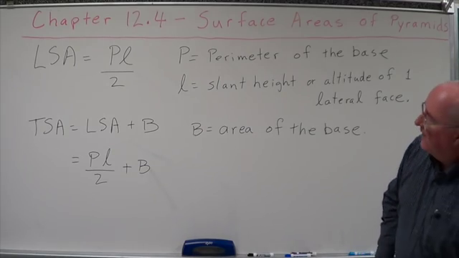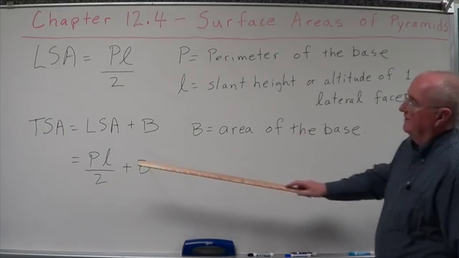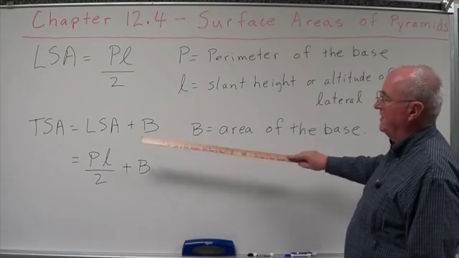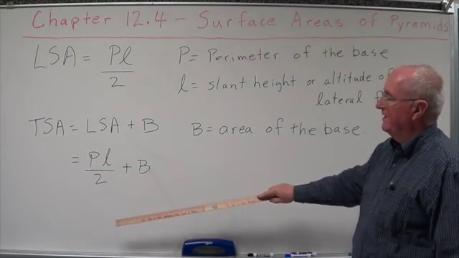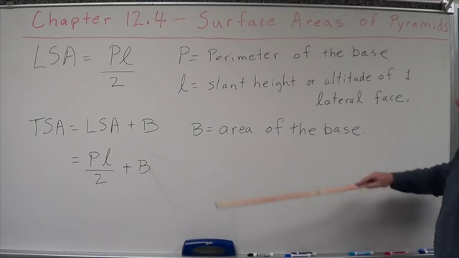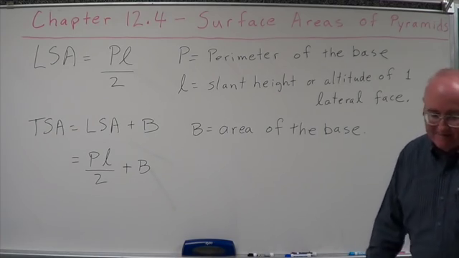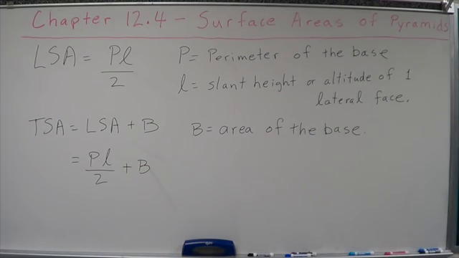Then our total surface area equals our lateral surface area plus B, or PL divided by 2 plus B. Well, what's B? The area of the base. And there's only one base, so that's all we're going to do. Now, what we're going to do is some sample problems with this, and we'll be done with this part.